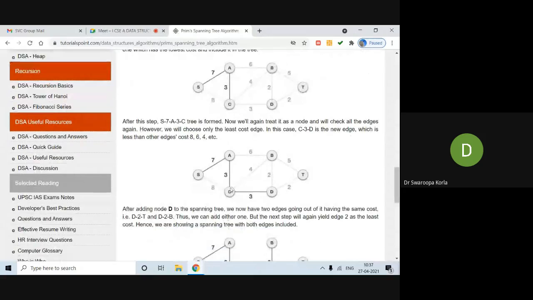And now we should check what other edges are connected from C. C to B, C to D. C to D is 3, C to B is 4. Obviously, we have to select 3. C to D is 3 because it is the minimum cost. And the same step we need to repeat.